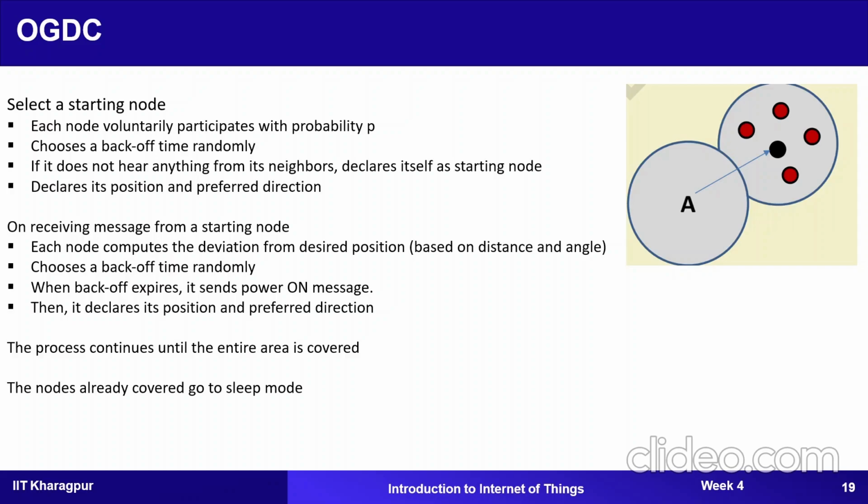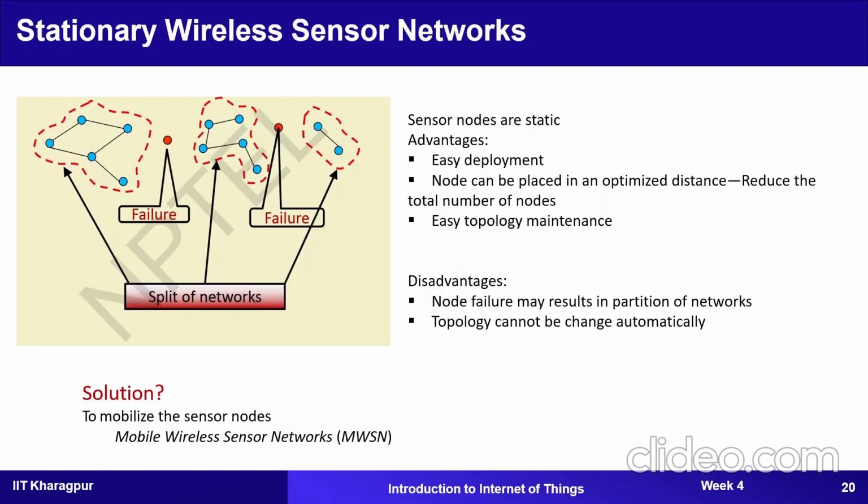Now, if you are going to use stationary or static sensor nodes, then, for example, if particular nodes fail or get corrupted, there are chances that your network gets disconnected. For example, in this figure, consider the red dots as failure nodes. So these are not working, and they are dividing your network into 3 different networks. In order to prevent this from happening, we need some mobile sensor nodes.